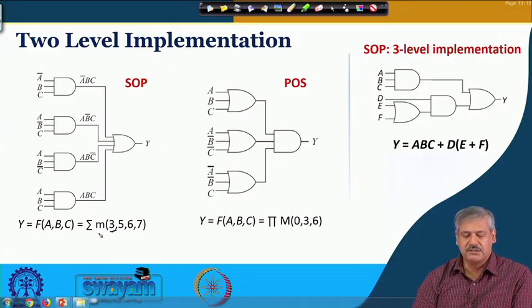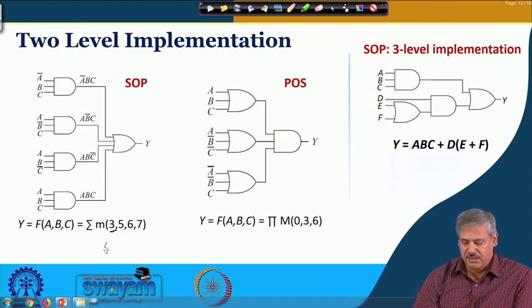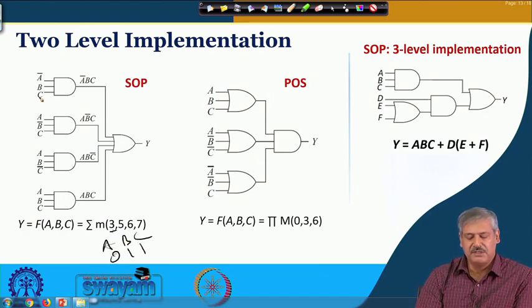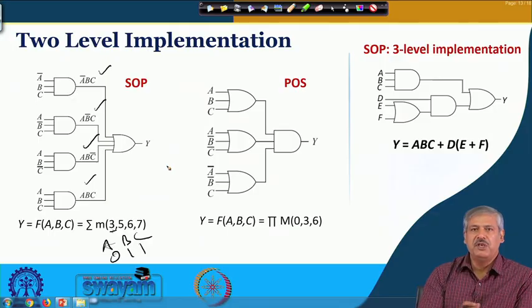So, m3 is A'BC, right, ABC, 3 is 011. Okay. So, A'BC is one input generating one minterm, 5 is generated by this, 6 is generated by ABC' and 7 is generated by ABC. Okay. And finally, all of them are ORed and you get an SOP realization of this. This is called two-level, okay, assuming that the variables are available both in complemented and uncomplemented form.